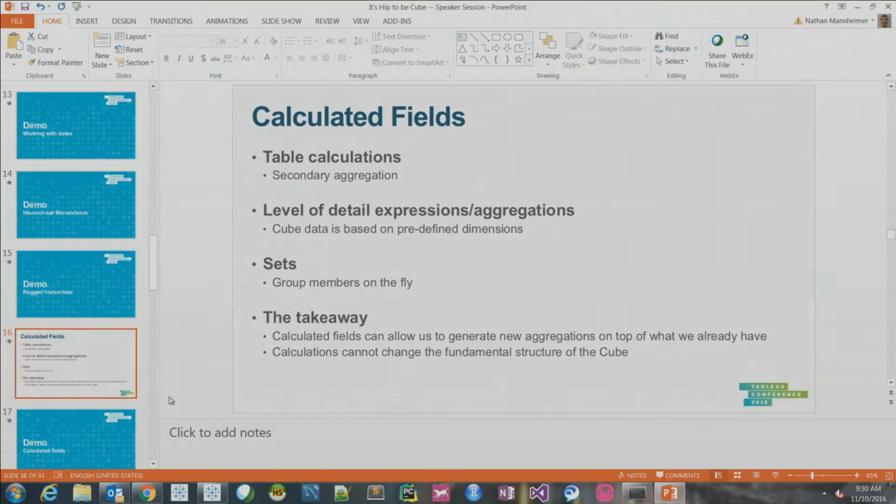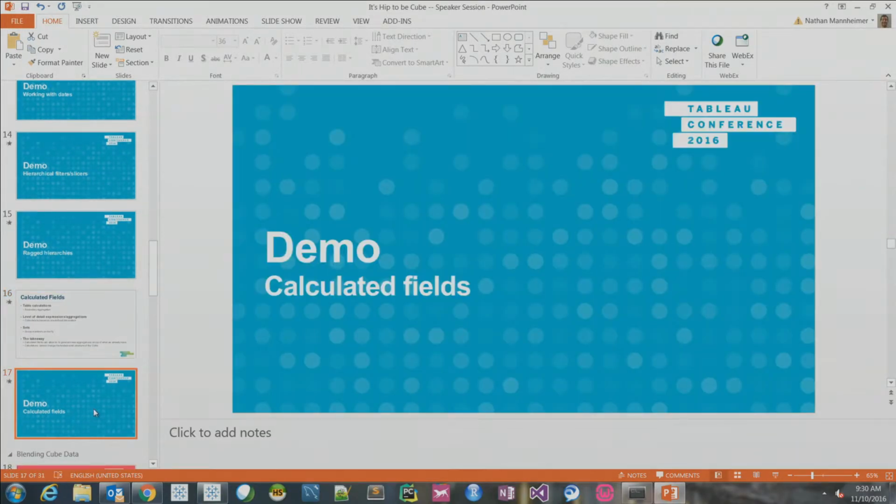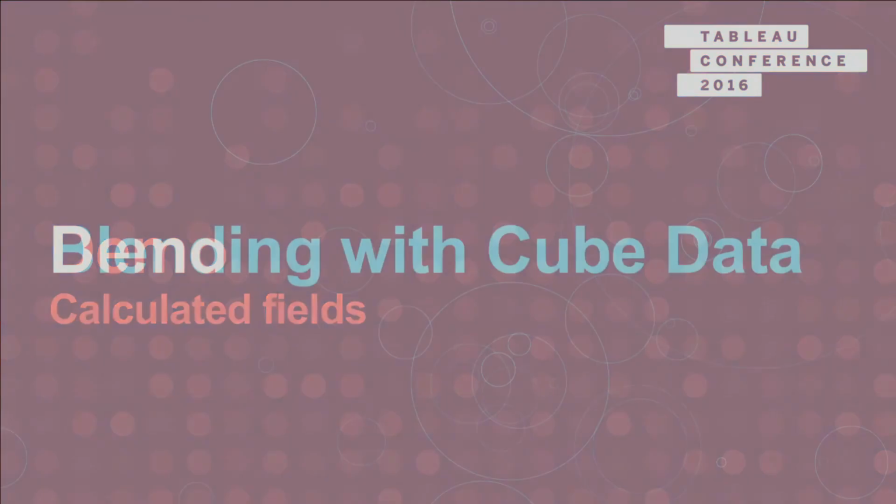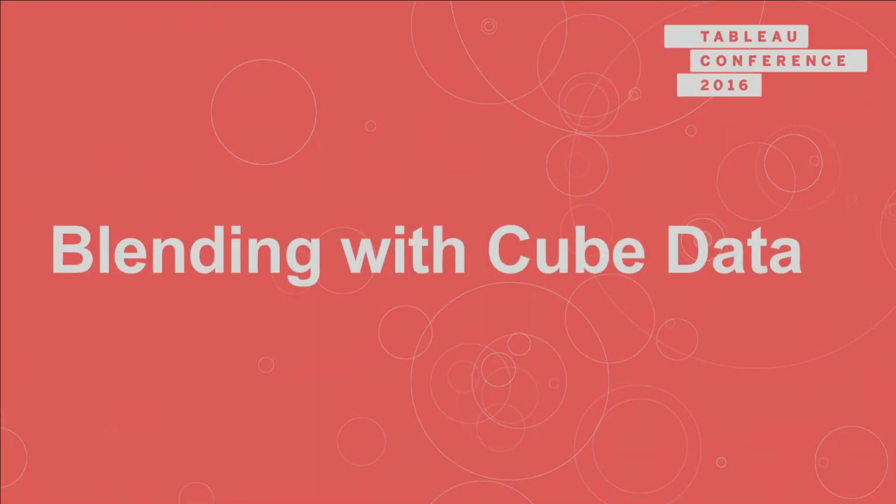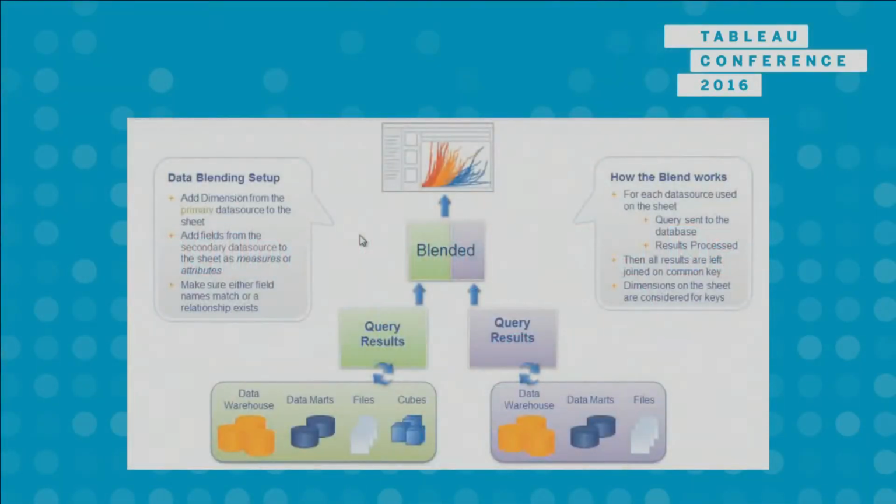So we've now taken it through looking at some of the calculated fields here. One of the other really neat things that we can do with a cube in Tableau is to use blending. If you're not familiar with that term, it allows us to combine data from multiple different sources and aggregate data from the secondary source up to the level of the primary source. And this is done locally after we've queried both sources. And here's a view of the blending pipeline.